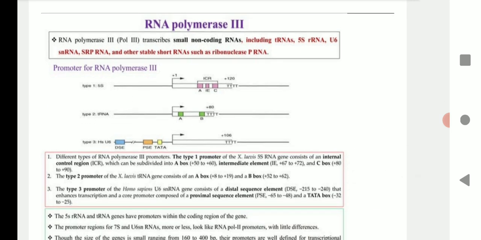The last but not least is our RNA polymerase III. RNA polymerase III is responsible for the production of small non-coding RNAs including tRNA as well as 5S rRNA and U6 snRNA, SRP RNA, that is signal recognition particle RNA, various snRNAs, and other short stable RNAs such as ribonuclease P RNA. All these are synthesized by RNA polymerase III.